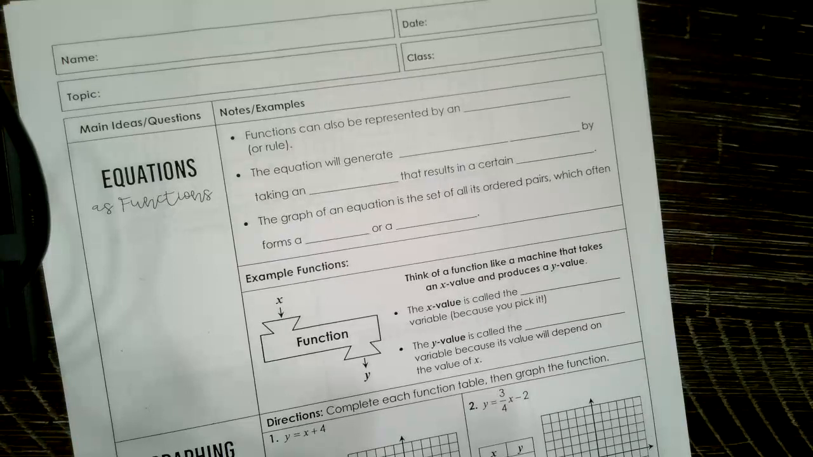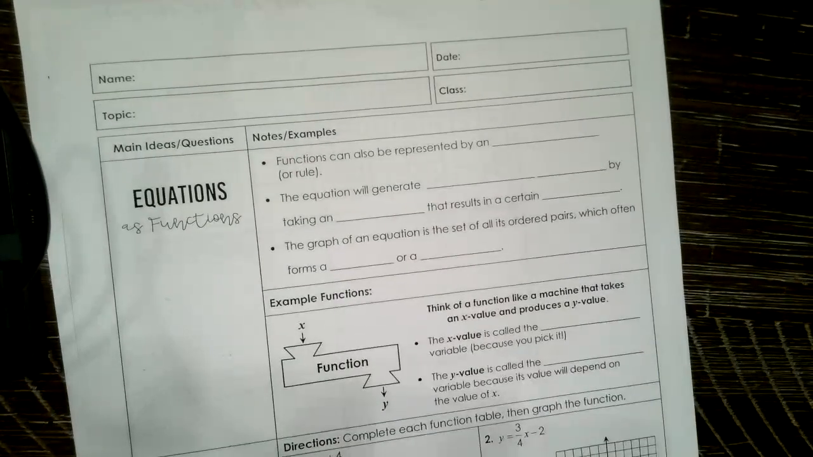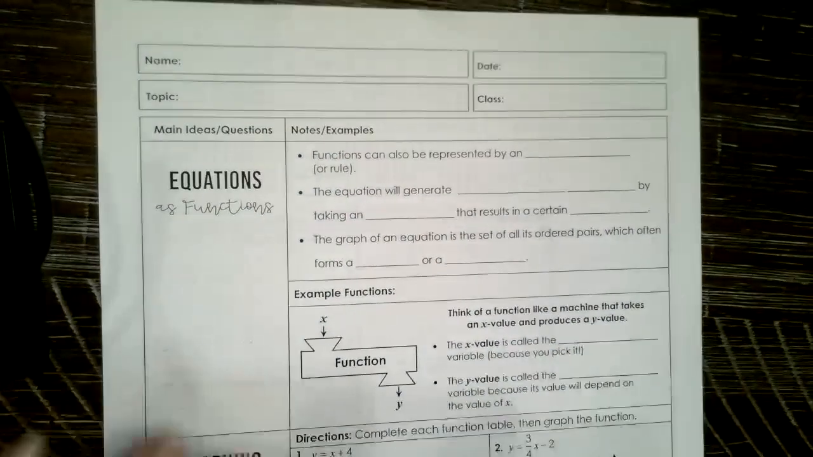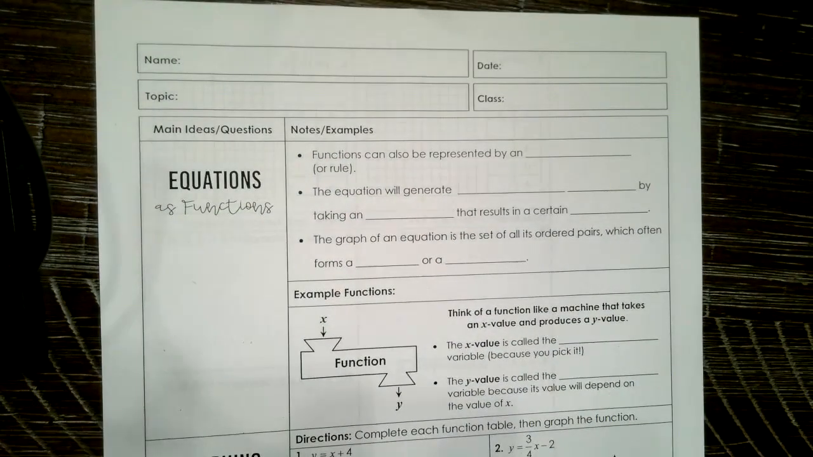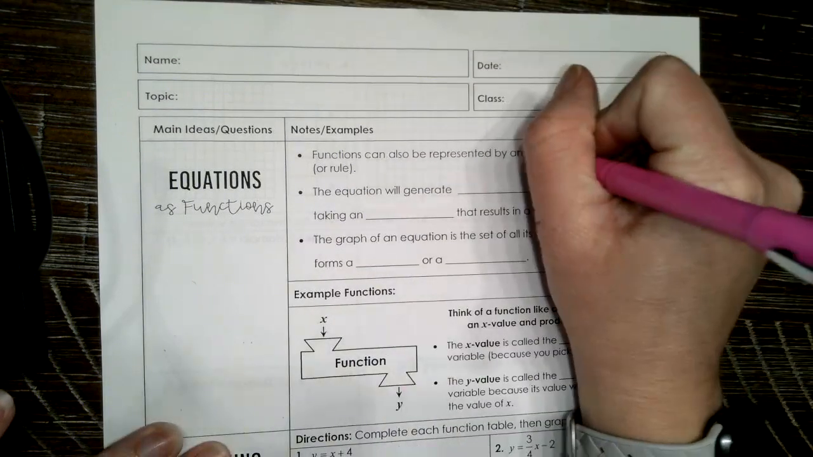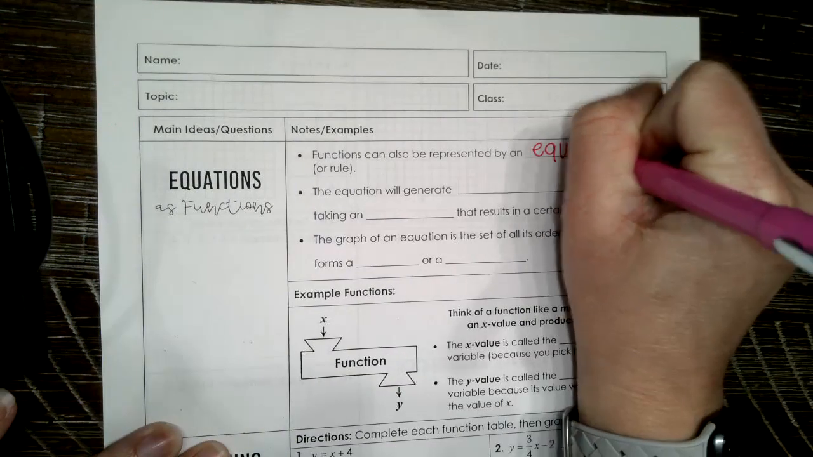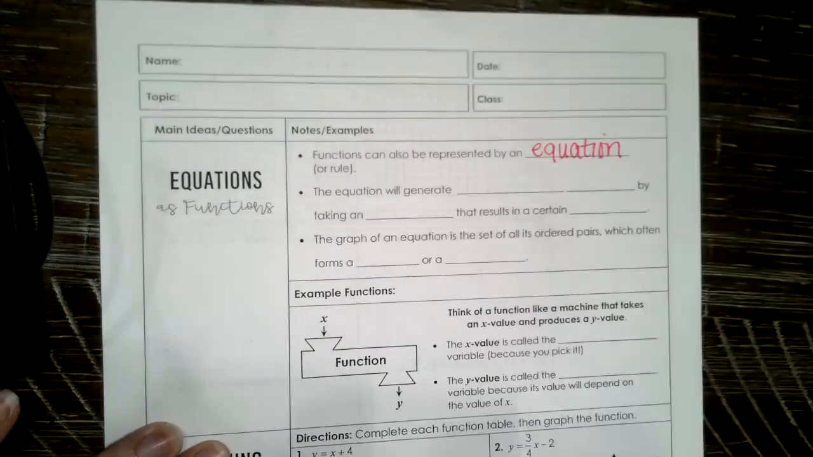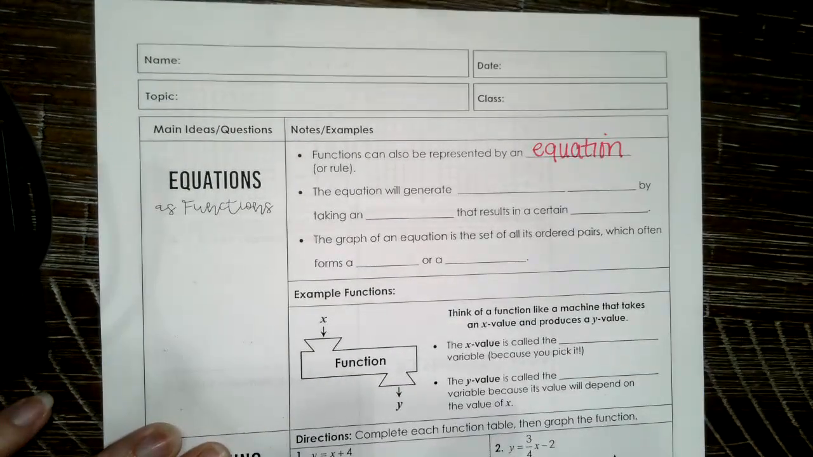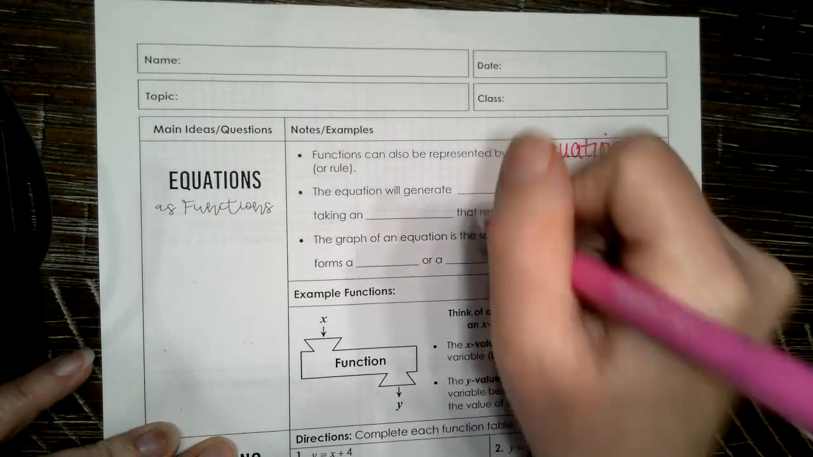Hey guys, today we're going to be talking about writing equations as functions. And remember, we learned yesterday that functions are defined as every x has exactly one y. So we can say that functions can also be represented by an equation, which is also known as a rule. The equation will generate ordered pairs.